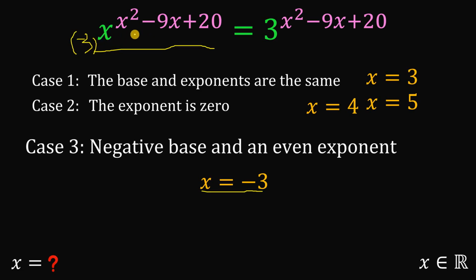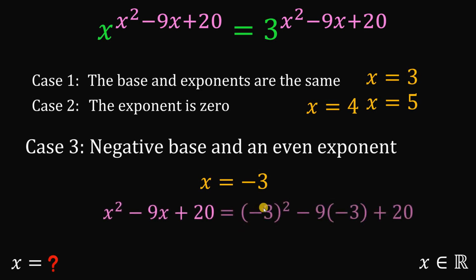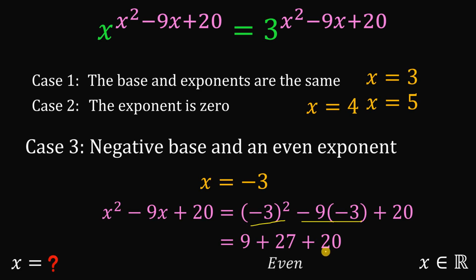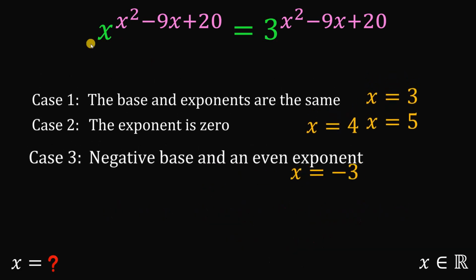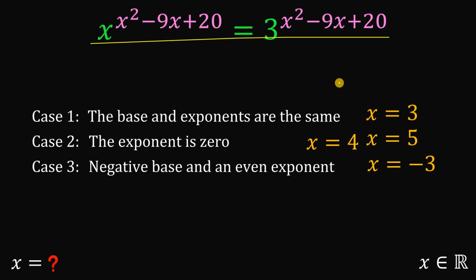So let's check if the exponent is even. Let's have x squared minus 9x plus 20 and replace all x with negative 3. Simplifying this, we have 9. Negative 9 times negative 3 is 27. Then add 20. 9 plus 27 is 36, plus 20 is 56. So this is even. Therefore, negative 3 is also part of our solution. This also satisfies the given equation.